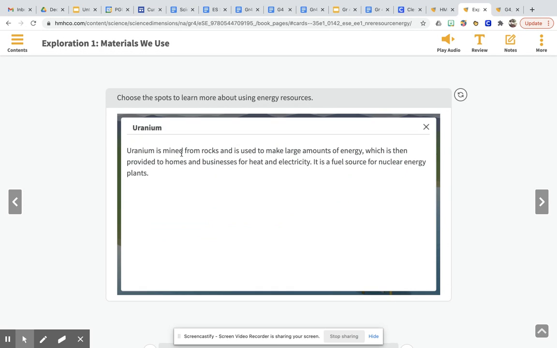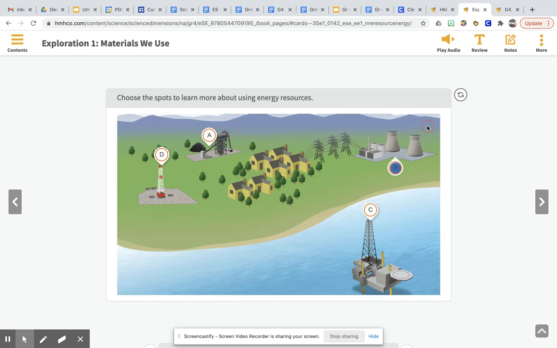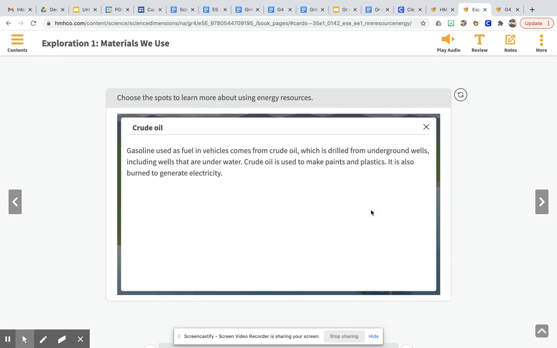It says uranium is mined from rocks and is used to make large amounts of energy, which is then provided to homes and businesses for heat and electricity. It is a fuel source for nuclear energy plants. Let's take a look at C. That looks almost like what we saw in that first picture when we started our lesson.